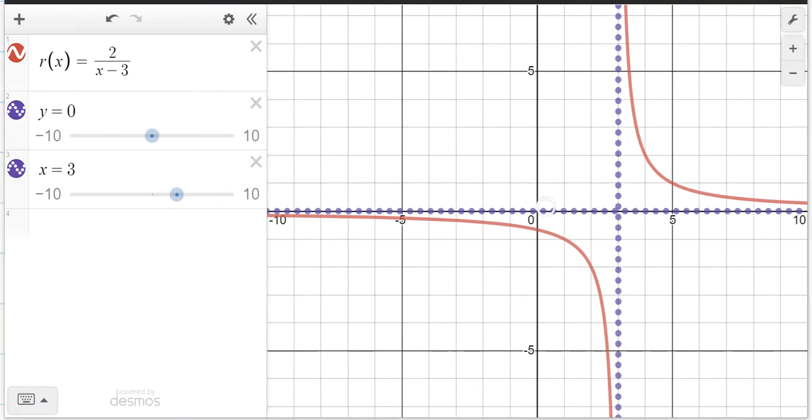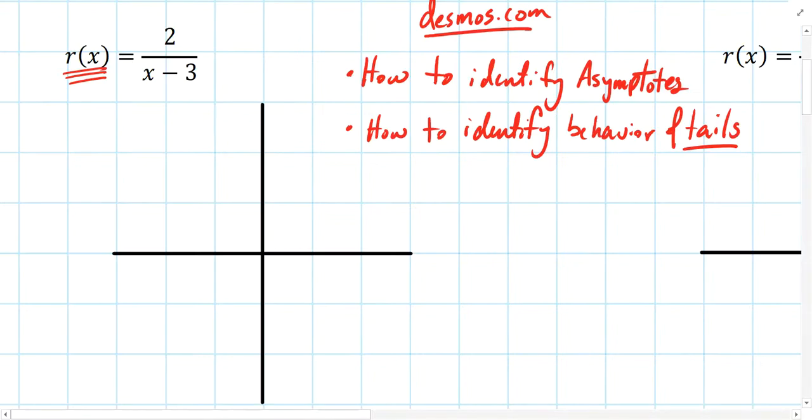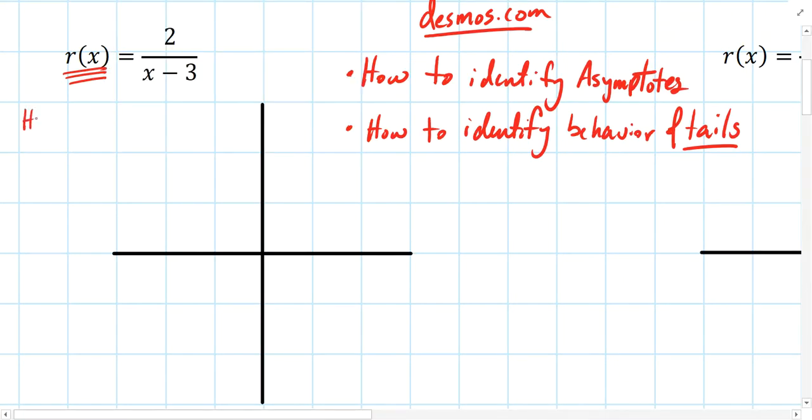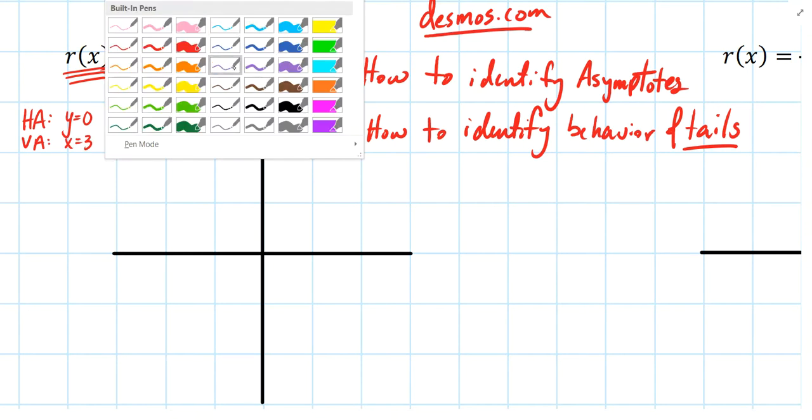So here again, we've got horizontal and vertical asymptotes, so I'll make a note of that. We have a horizontal asymptote, and I'll use HA for that abbreviation pretty frequently. We have a horizontal asymptote at y equals 0, and we have a vertical asymptote at x equals 3.